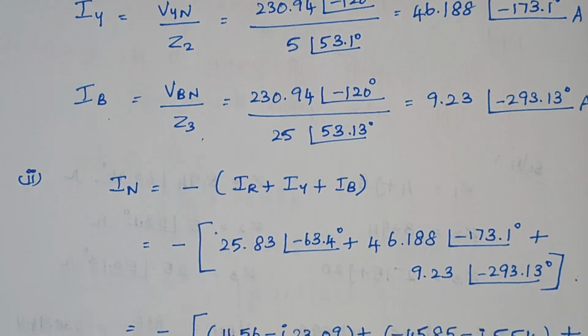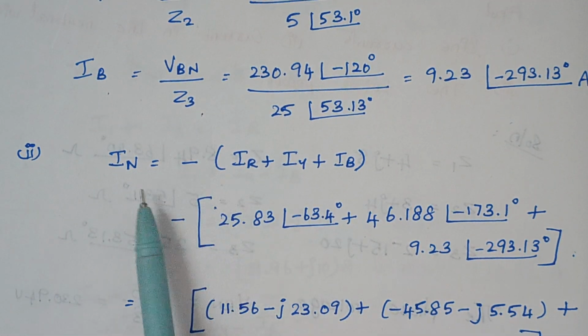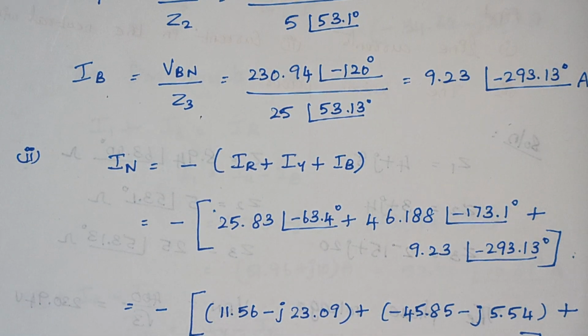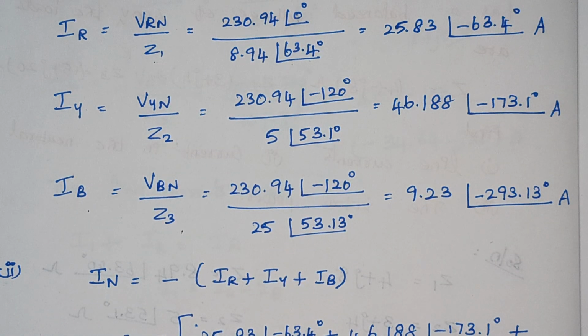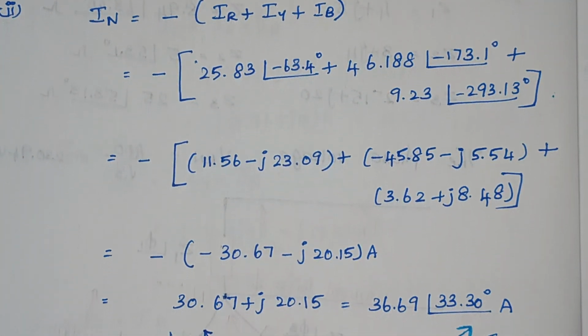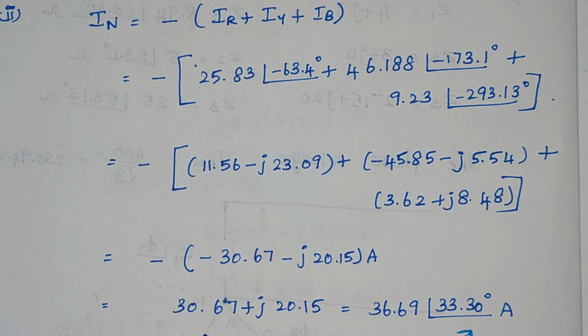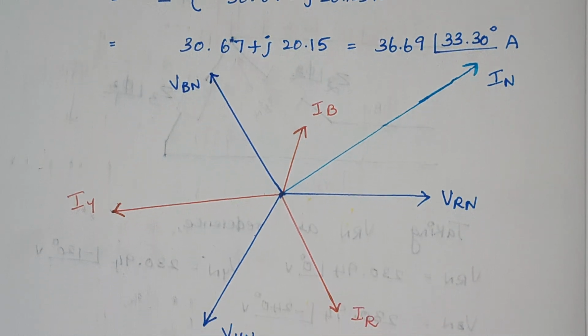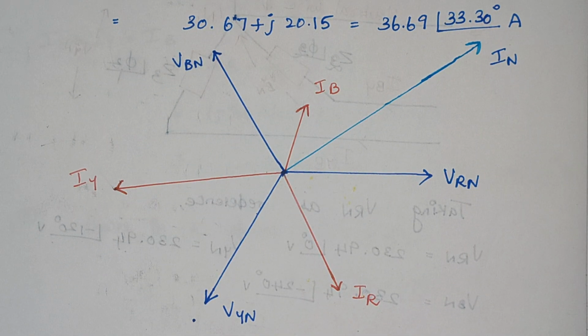So here the neutral current is given by IN is equal to minus of IR plus IY plus IB. So here just now we have calculated the values of R, Y and B. So just substitute it over here, right? And here the final answer is 36.69 with an angle of 33.30 degrees, right?